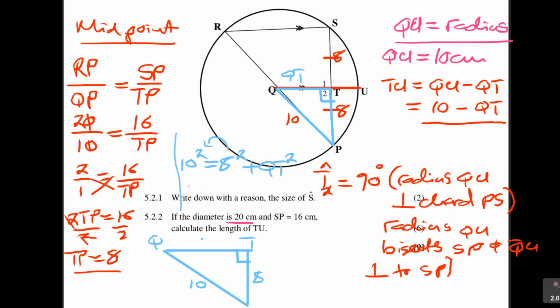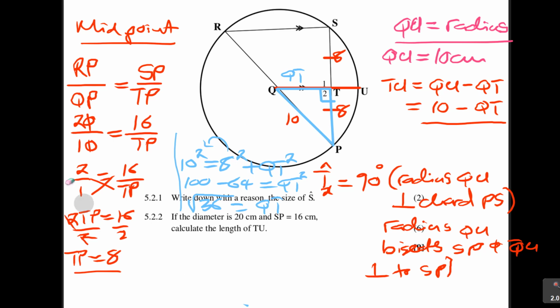Then when you solve it, you have got 100, which is 10 squared, minus 64, which is 8 squared, is equal to QT squared. And then when you square root both sides, 100 minus 64 is 36, is equal to QT. Now what is QT? QT is equal to 6, you see that? So QT, therefore, QT is equal to 6. Here, square root of 36, 6 is equal to QT.